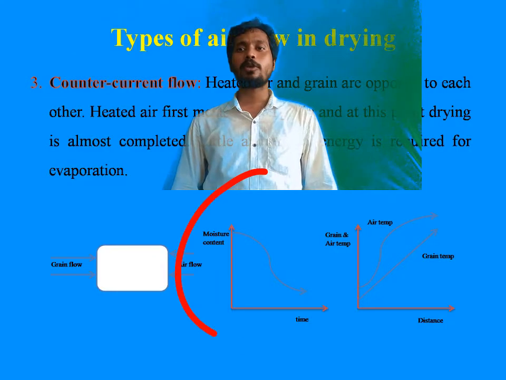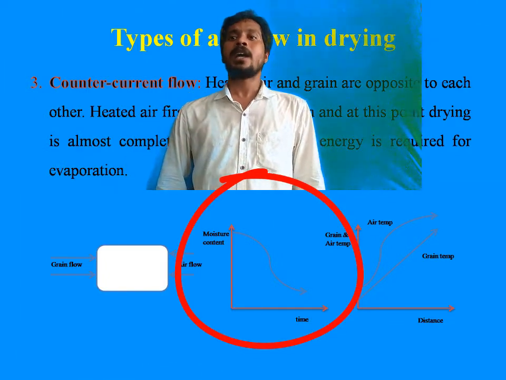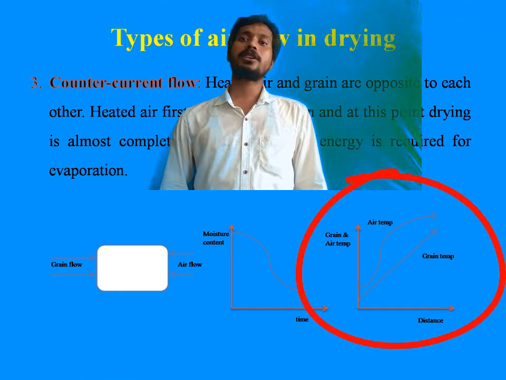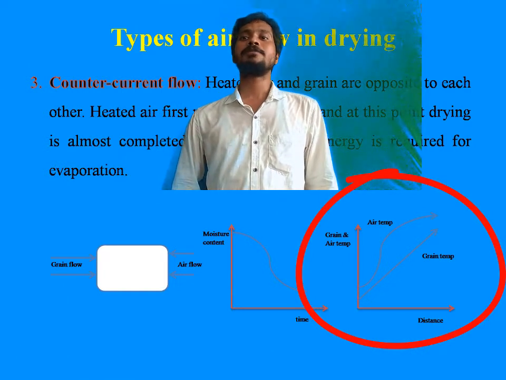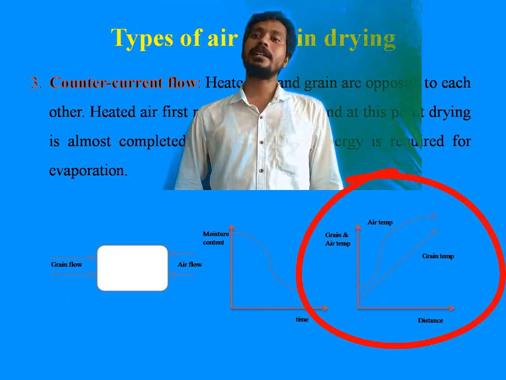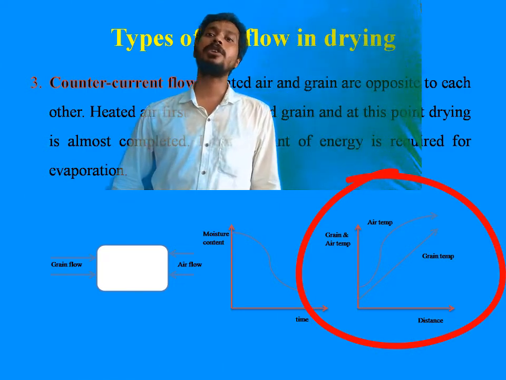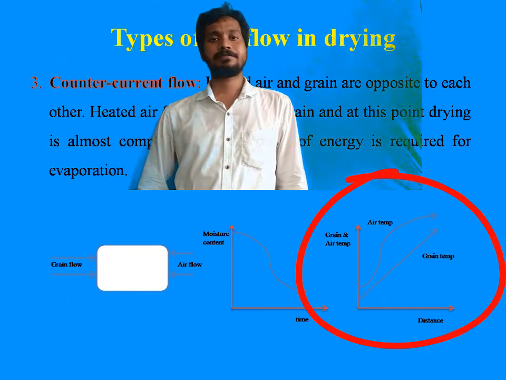And you see here moisture content versus time we have plotted. So it's decreasing, and the grain and air temperature we have plotted against distance. So here the air temperature is decreasing as the time goes, but the grain temperature is also increasing, but it will be close to the air temperature.